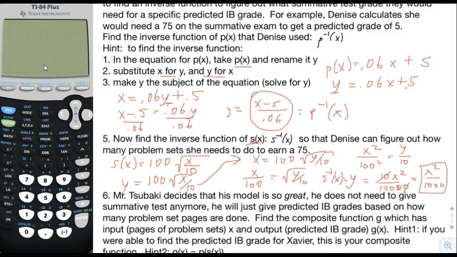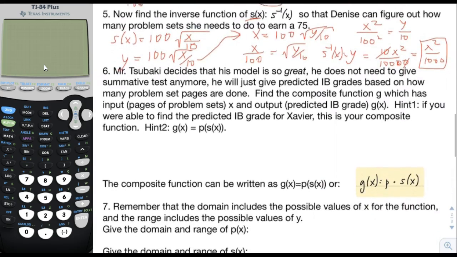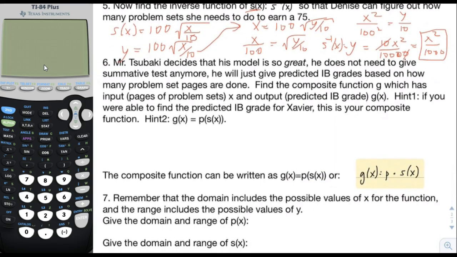Okay? Alright. Number 6. Mr. Tsubaki decides that his model is so great he does not have to give summative tests anymore. He will just give predicted IB grades based on how many problem set pages are done. Find the composite function G, which has input, pages of problem set, and output, predicted IB grades.